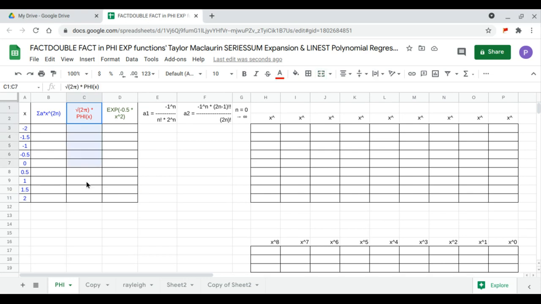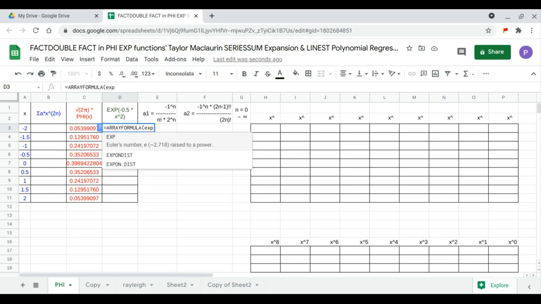This video will show the relationship of the phi function and its exponential function and its Taylor-Maclaurin series sum expansion using the factorial coefficient and double factorial coefficient. We begin with the phi function, which is an array formula of the phi function, with x values from -2 to +2. And the exponential function, array formula, the exponent of the x values.